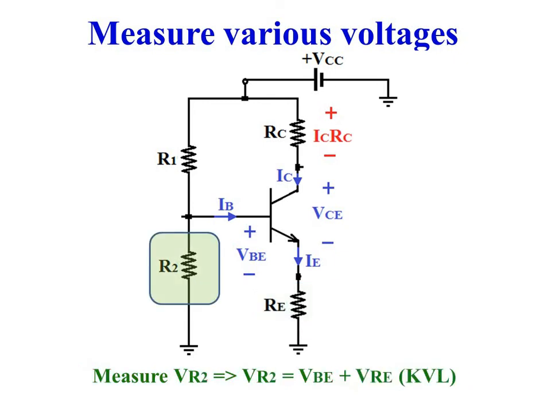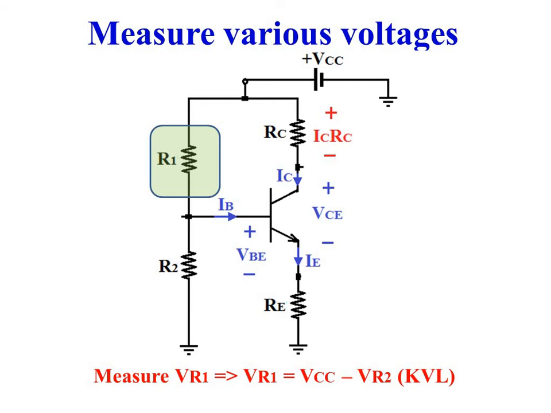Next step is to measure voltage drop across resistance R2. If you analyze the loop which consists of resistance R2, transistor's base emitter region and emitter resistance Re, we can find that VR2 is equal to VBE plus VRE, application of KVL. Ideally, for a silicon transistor, VBE is equal to 0.7 volt. VRE is ideally 10% of VCC. So VR2 is equal to 0.7 plus 10% of VCC. So if VCC is equal to 12 volt, VR2 should be approximately 1.9 volt.